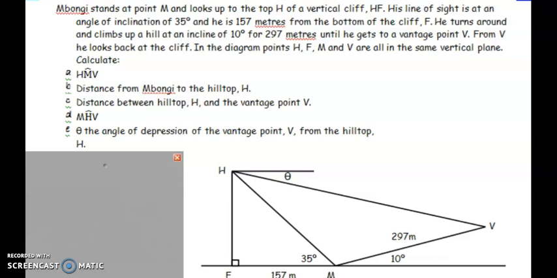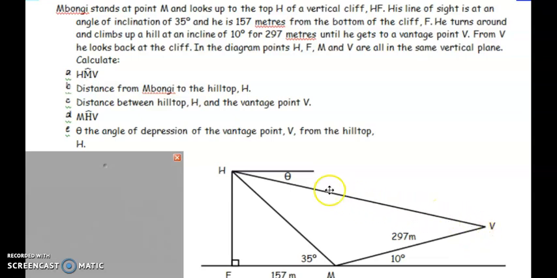The information given to me in this sketch is Bongi stands at the point M over here and looks up to the top H of a vertical cliff, HF. His line of sight is at an angle of inclination of 35 degrees. And he is 157 meters away from the bottom of the cliff. He turns around and climbs up a hill at an incline of 10 degrees for 297 meters until he gets to a vantage point V.